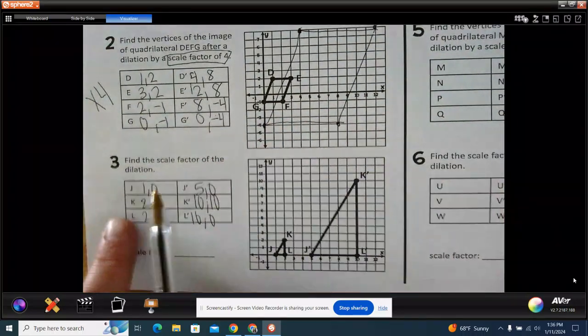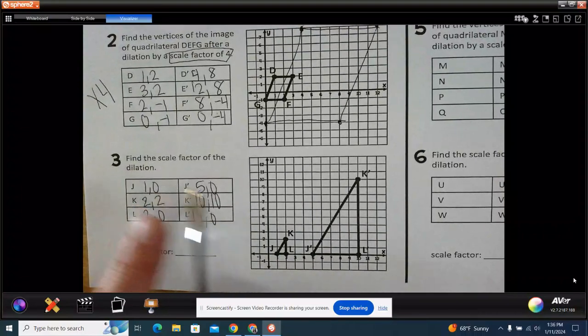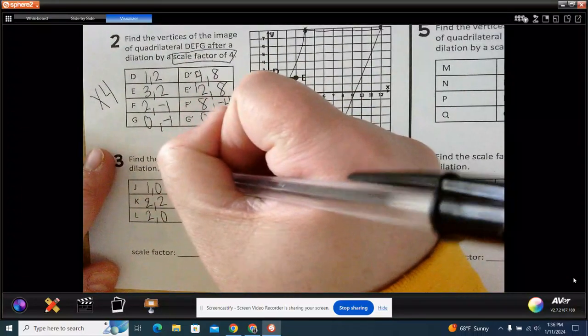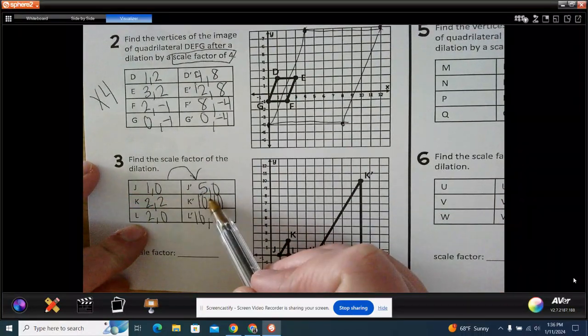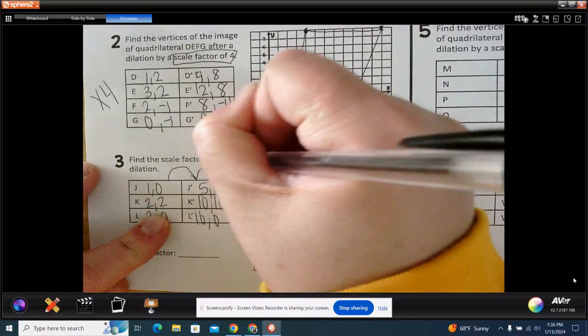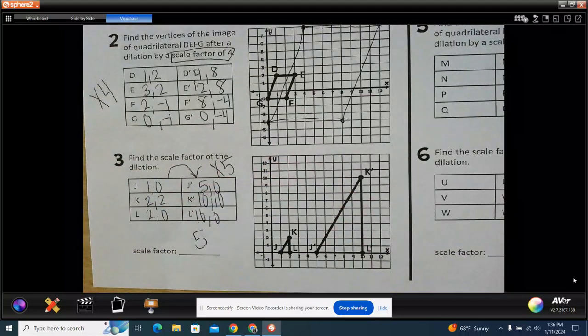And so we look from our original figure to our new figure. And we went from 1 to 5, 2 to 10. So that means we are timesing everything by 5. So my scale factor is 5.